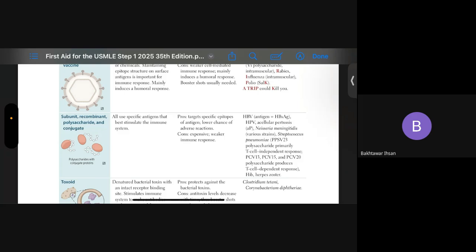But with polysaccharide, there are two ways to get your B cells activated. What are those two ways? You can either activate B cells via the TH dependent pathway, or you can directly activate B cells. How? Yes, there are two ways. What are the two ways?